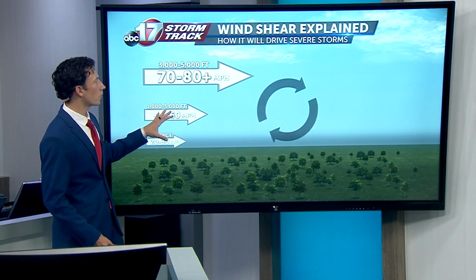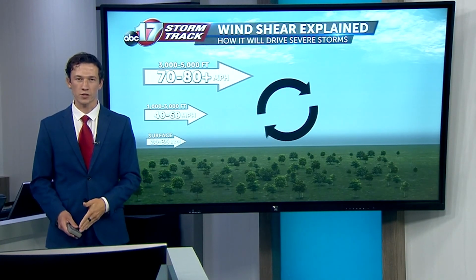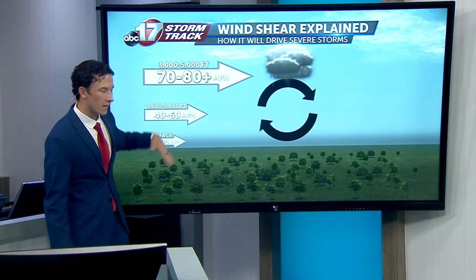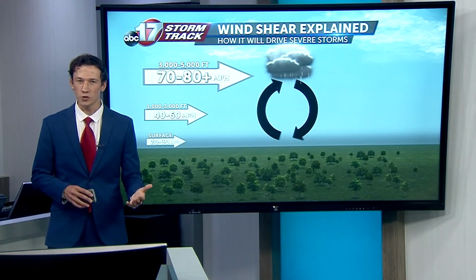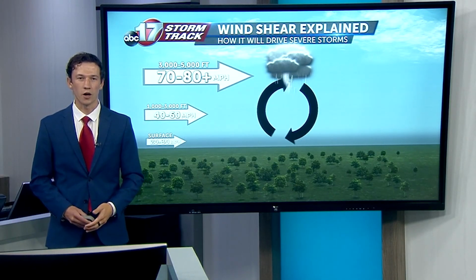Whenever we have those stronger winds, this leads to what we call wind shear, and this is one of the main drivers that we need for storms to be sustained. As those winds increase in height and change in direction, it leads to a better setup overall for those storms to fuel themselves as they get going.